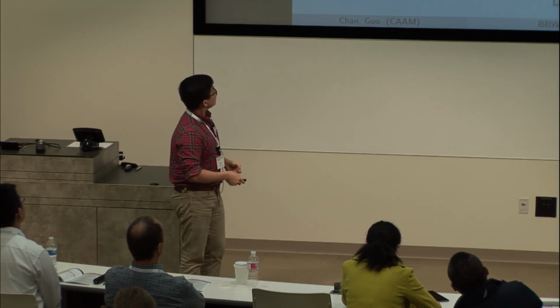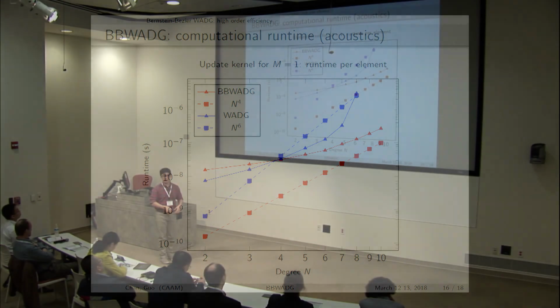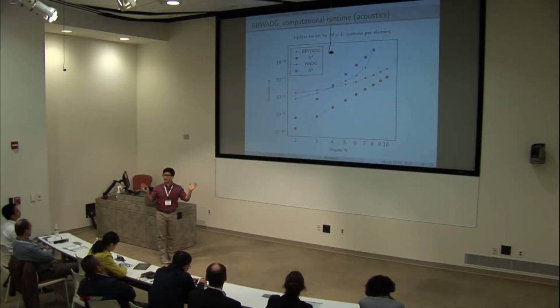So what does this buy you in the end? This is the actual runtime for the update kernel. We already have speedups for the volume and surface kernels, but if you look at the runtime for WADG, you can see it blows up at higher order. It actually doesn't even run past 8 because we don't have enough threads to deal with the number of quadrature points that are present for these higher orders.